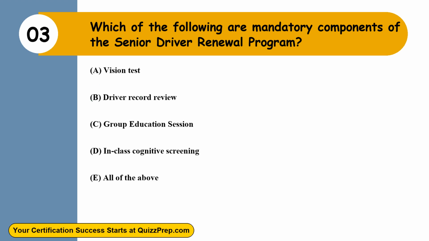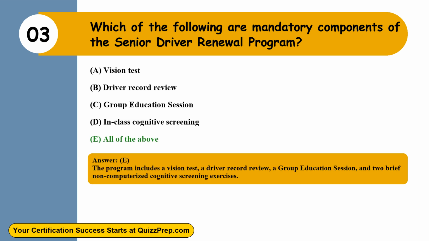Question 3. Which of the following are mandatory components of the Senior Driver Renewal Program? Option A. Vision test. Option B. Driver record review. Option C. Group education session. Option D. In-class cognitive screening. Option E. All of the above. The correct answer is option E, all of the above.